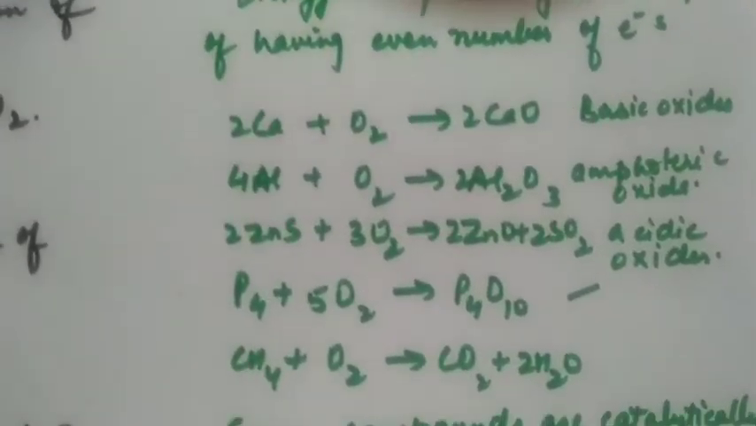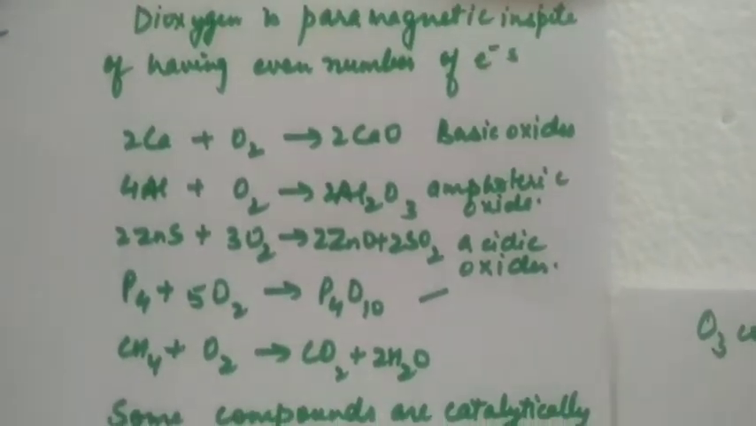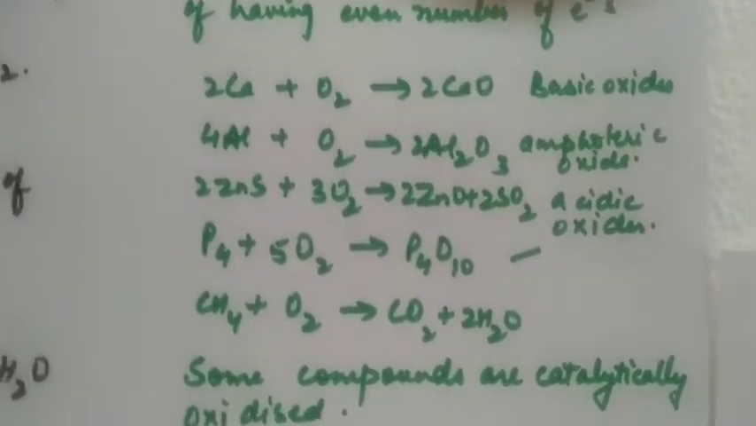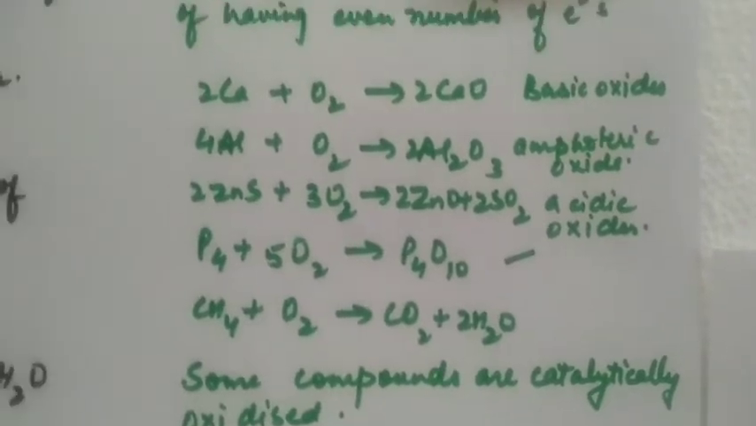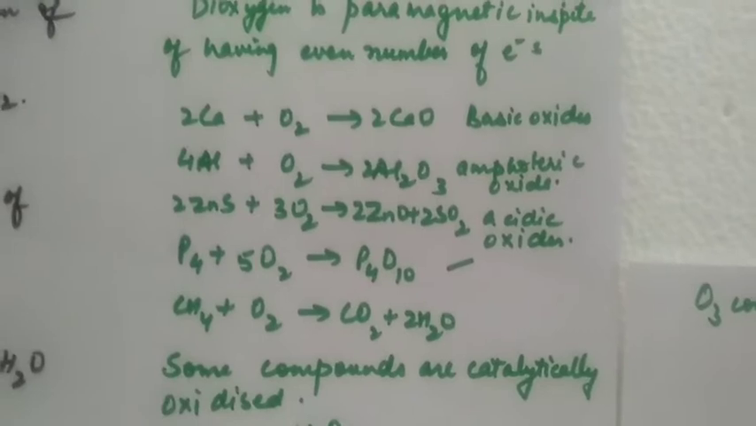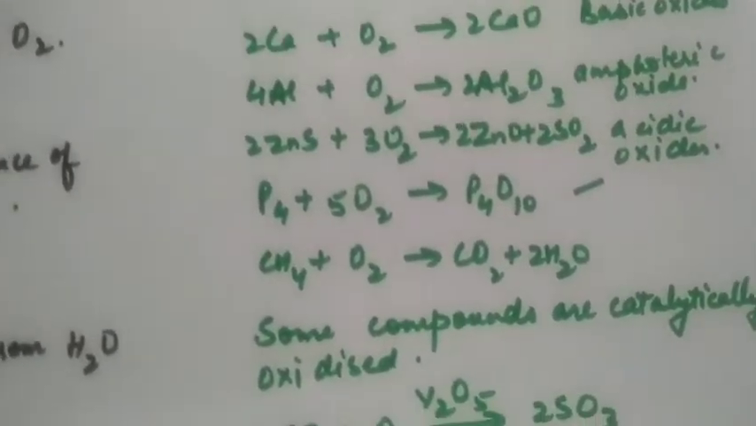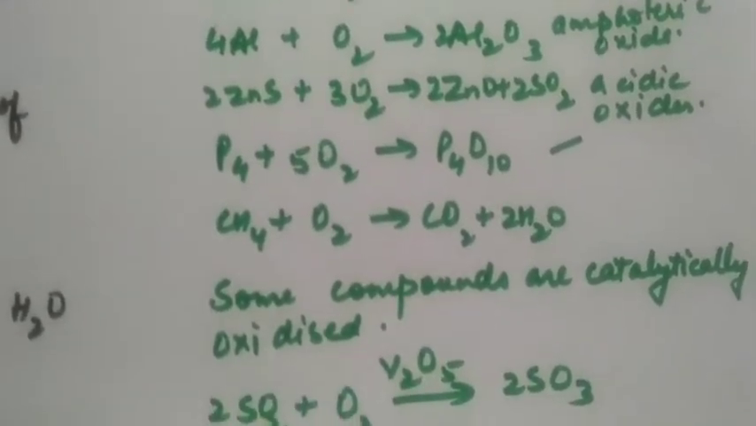It can react with various metals and non-metals, forming oxides. For example, with calcium it forms a basic oxide, calcium oxide. With aluminium, aluminium oxide is formed, which is amphoteric. With phosphorus, an acidic oxide is formed. It also reacts with sulfides of metals, forming sulfur dioxide, which is an acidic oxide. Then compounds such as methane burn in oxygen, producing carbon dioxide and water, and the reaction is exothermic in nature.